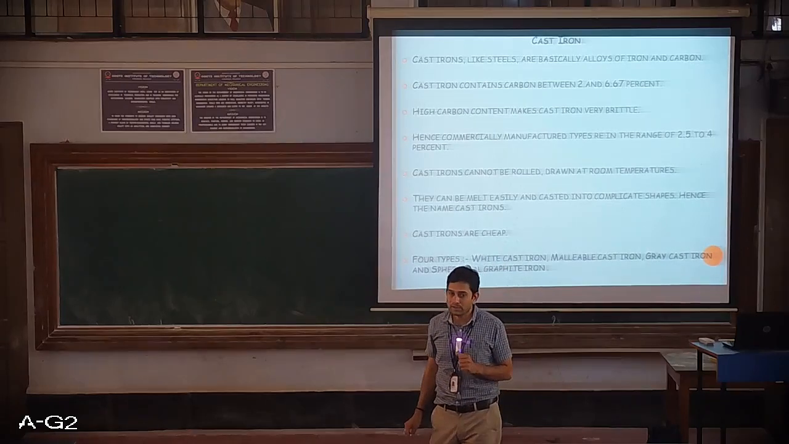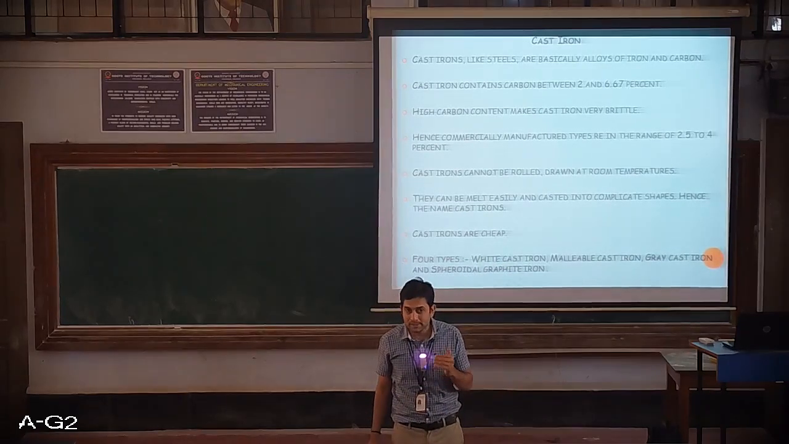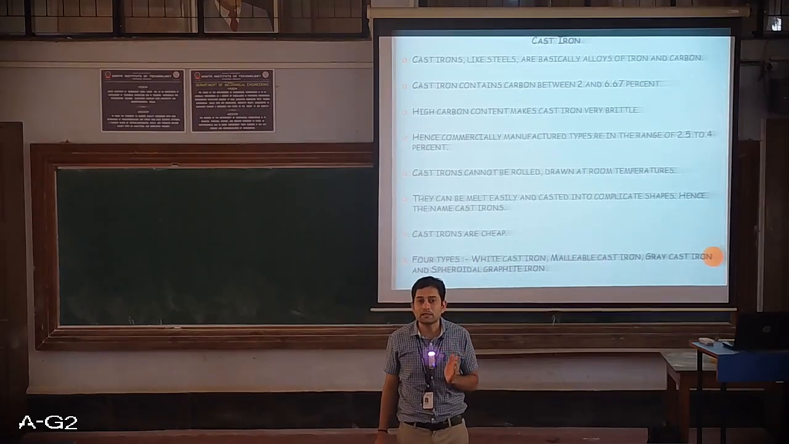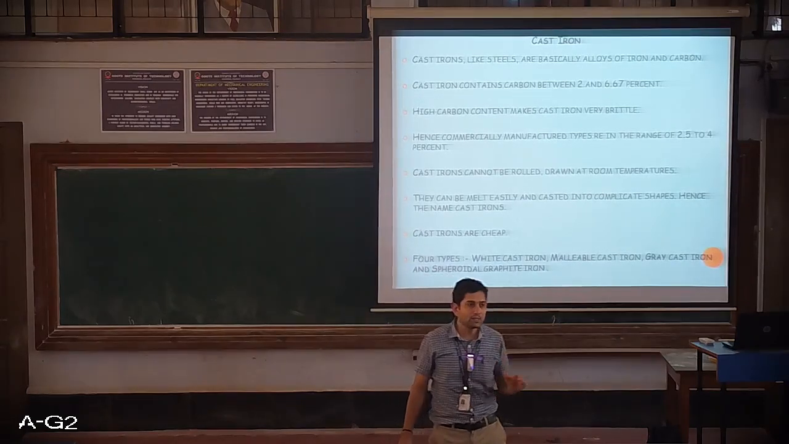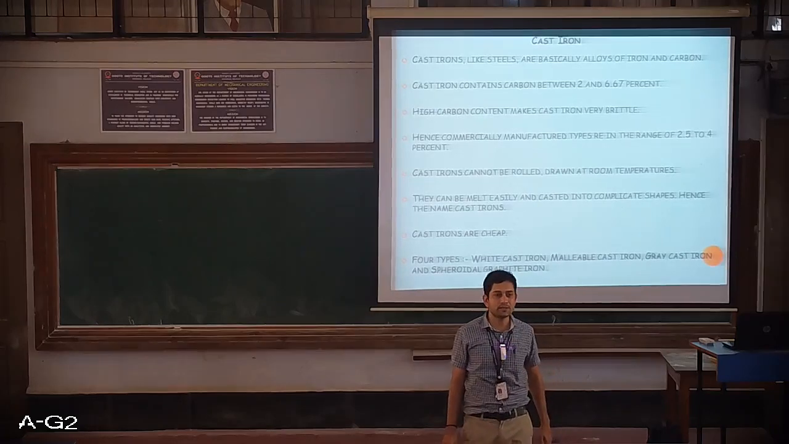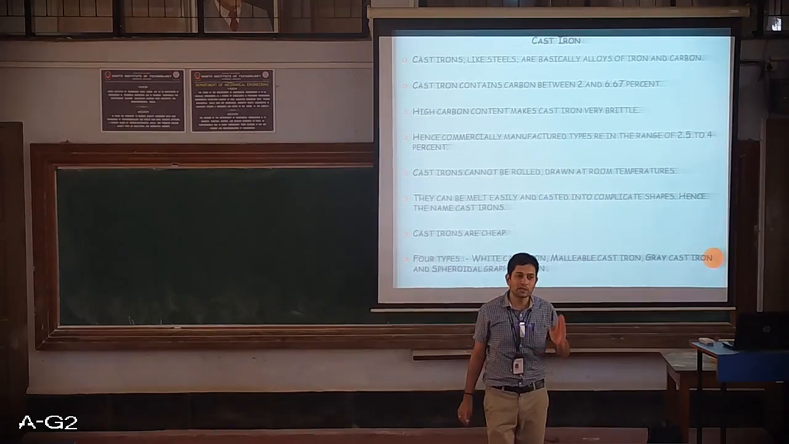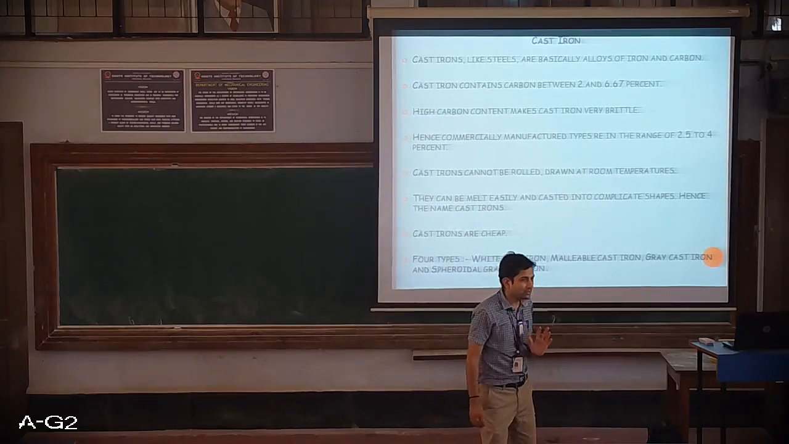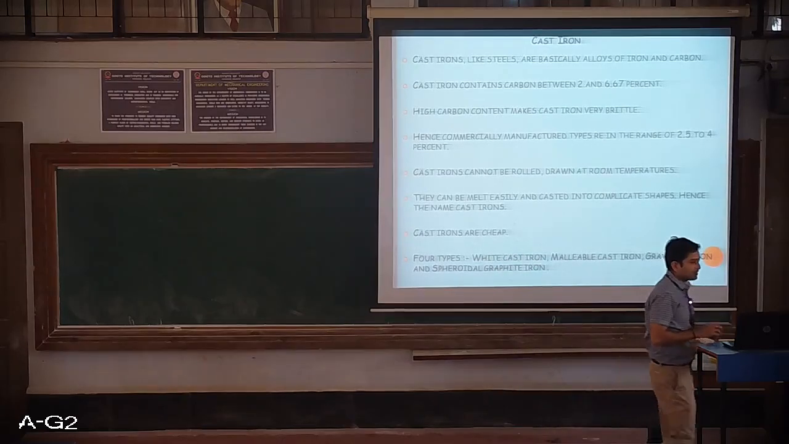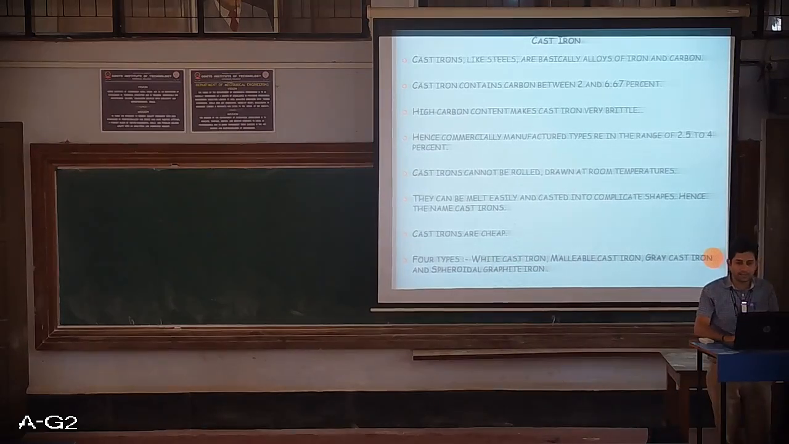And then what is the percentage of carbon? Yes, in the last class I said cast iron will contain a percentage of carbon from 2% to 6.67%, while steel will show a percentage of carbon from 0 to 2%. This is the difference. So cast iron, like steels, is basically an alloy of iron and carbon only. The cast iron contains carbon from 2 to 6.67%.